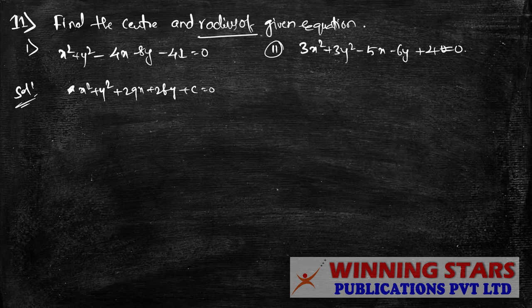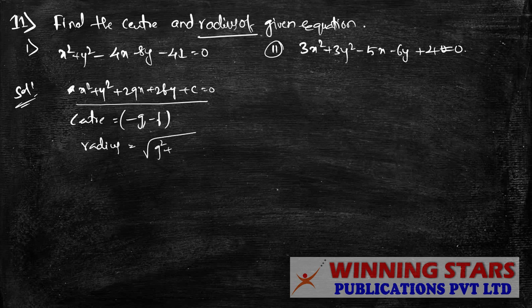So here, the center is minus g comma minus f, and the radius is how much? r is equal to under root of g square plus f square minus c. So this we know. From the given question we have to find it for every question. How many questions are there? In the 11th one there are 8 questions. So all questions we have to do the same way.